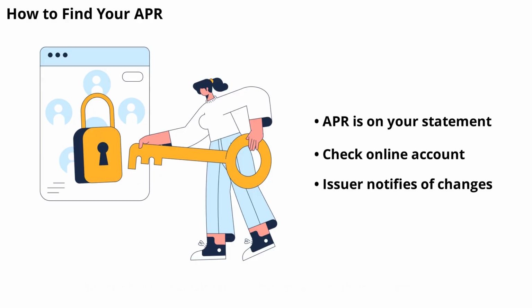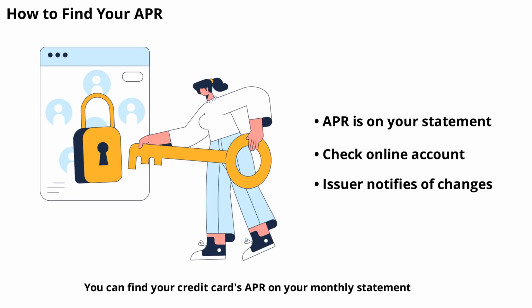You can find your credit card's APR on your monthly statement, in your cardholder agreement, or by logging into your online account. It's important to know your APR so you can manage your payments and avoid surprises. If your APR changes, your issuer will notify you, so keep an eye on your statements for updates.